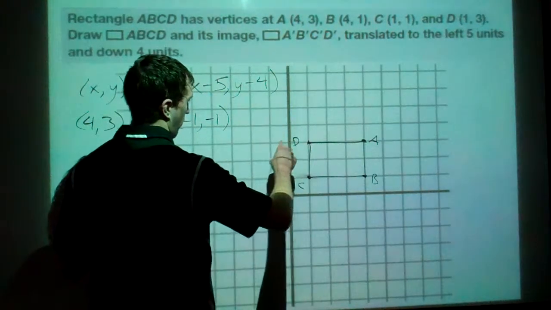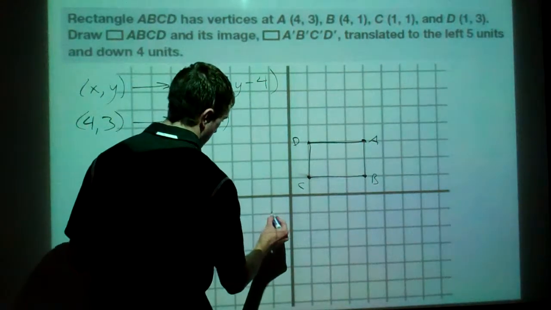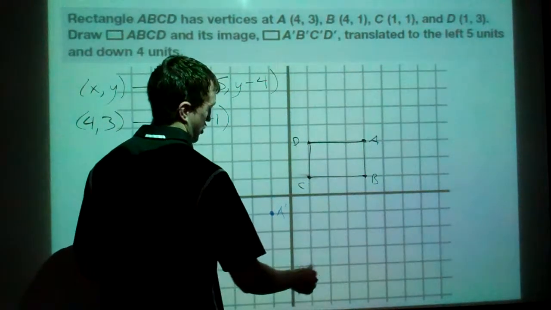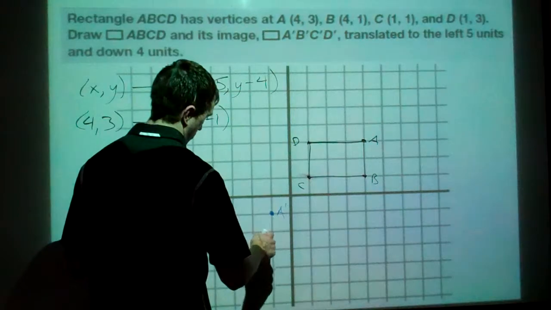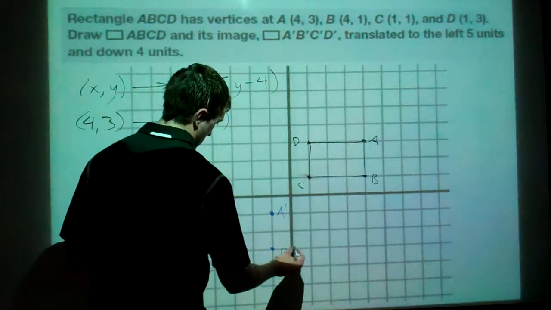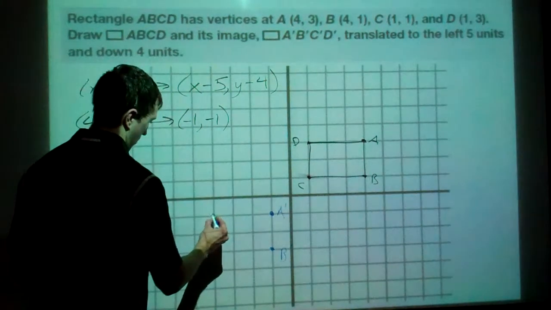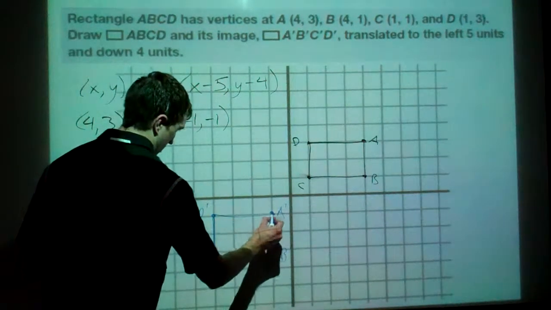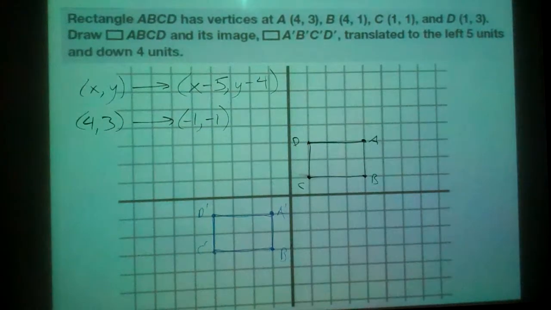1, 2, 3, 4, 5. 1, 2, 3, 4. That is at -1, -1. So there's our A prime. B is going to be 2 down from that. Let's just check it. 1, 2, 3, 4, 5. 1, 2, 3, 4. Alright, so looks like everything's matching up. So now we know that D is 3 units away from A prime. And there we go. There is our new rectangle, the translated rectangle. That is the image there.